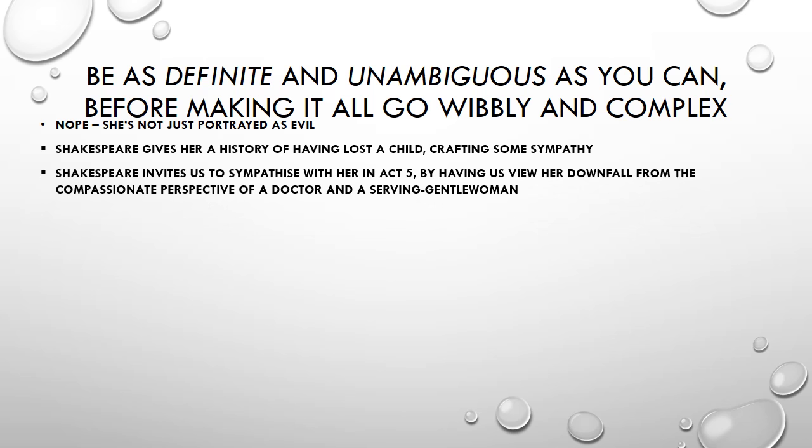He invites us to sympathise with her in Act 5 by having us view her downfall from the compassionate perspective of a doctor and a serving gentlewoman. He doesn't have to put those characters in there, but he does, in prose as well, rather than in verse. So he invites us to view her psychological collapse from the perspective of these caring characters, who are sympathetic to her and don't just judge her as evil, because she probably reveals that she's been involved with the murder of Duncan.